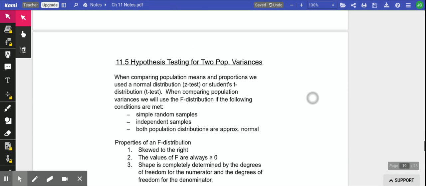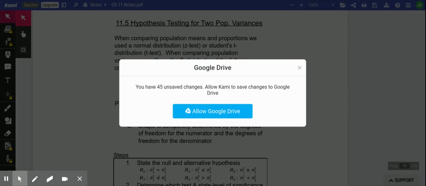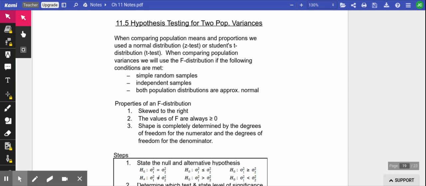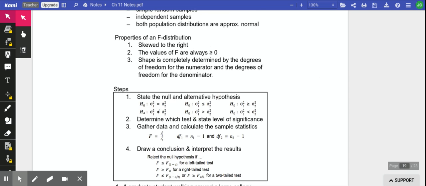So getting to the notes, when we want to compare population means and proportions, that's what we've been doing in chapter 11, we use a Z test or a T test. When we are comparing population variances, we're going to use an F distribution. The conditions that have to be met is we have to have a simple random sample, they have to be independent samples, and both population distributions are approximately normal. So the properties of an F distribution that we just discussed: it is skewed to the right, F values are always positive, and the shape is determined by degrees of freedom of the numerator and denominator.